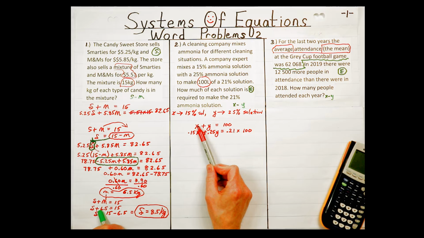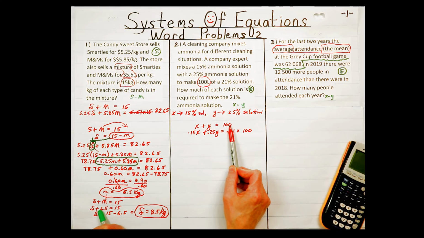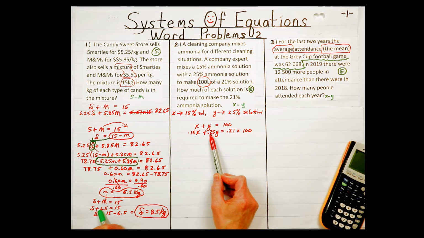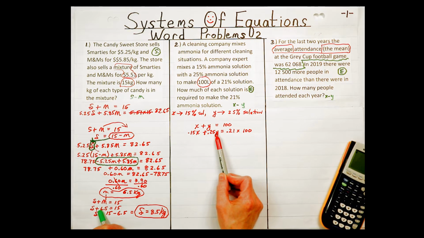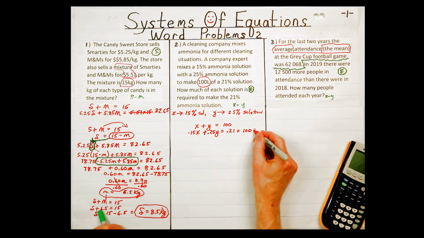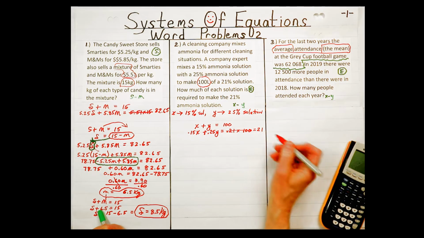Total amount of the 15% solution plus total amount of the 25% solution equals 100 liters. Second equation, 15% times the number of liters of the 15% solution plus 25% times the number of liters of the 25% solution equals, how much is 21% or decimal 21 times 100? It is 21. You knew that anyway.